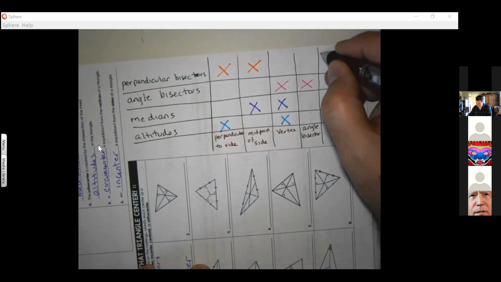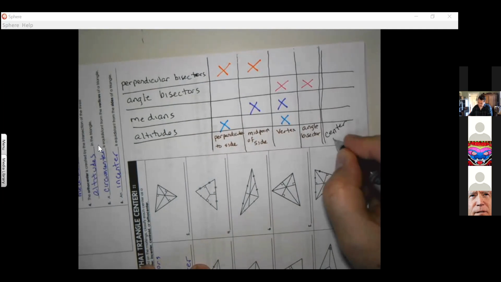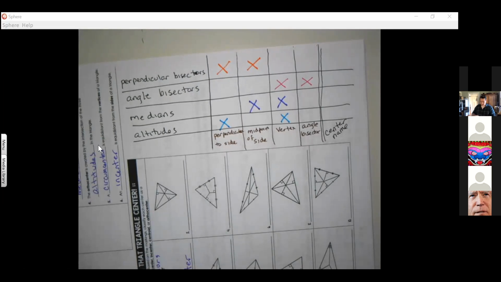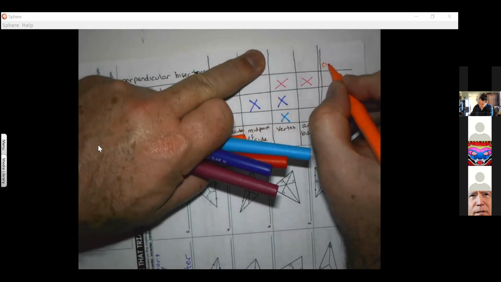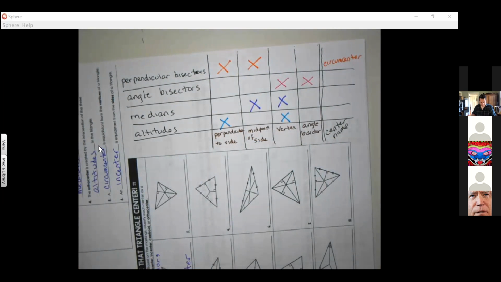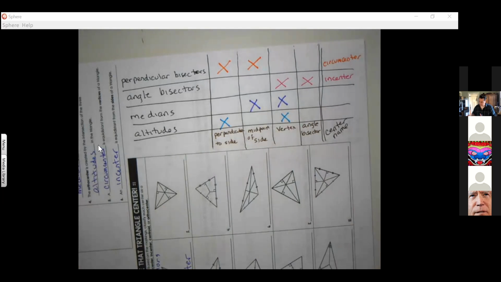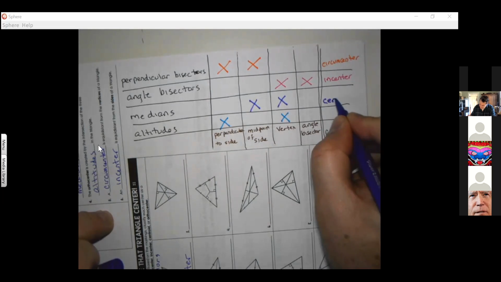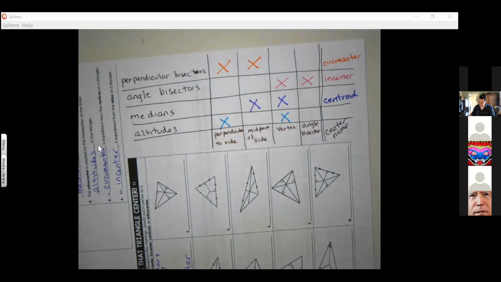And this last column is the center name. When we do the perpendicular bisectors, that makes the circumcenter. When we do the angle bisectors, that makes the incenter. The medians, that makes the centroid. And when we do the altitudes, that makes the orthocenter.